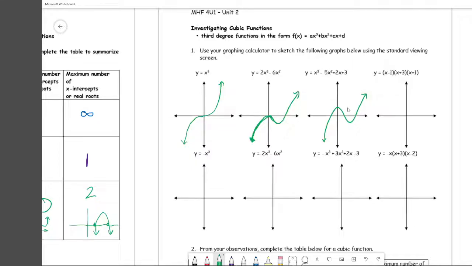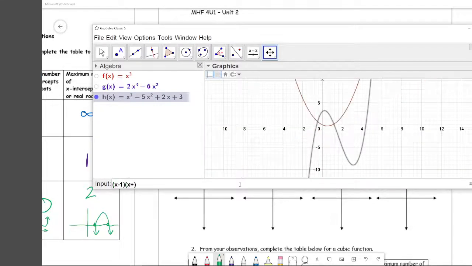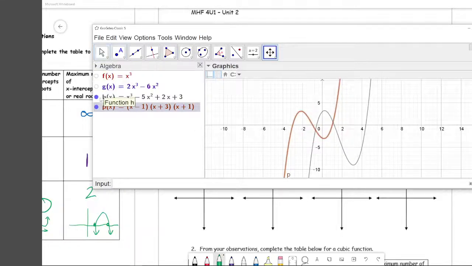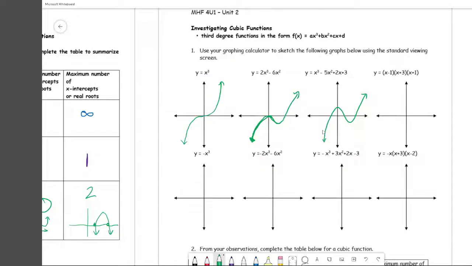The next one, x minus 1, x plus 3, x plus 1. So x minus 1, x plus 3, x plus 1. That one has a local max and a local min, and then keeps going. Something like that. Okay, negative x cubed is, of course, reflected. Sorry, this is difficult to draw that way. Something like that, right? Not a great sketch, but you kind of get the idea. That's negative x cubed.